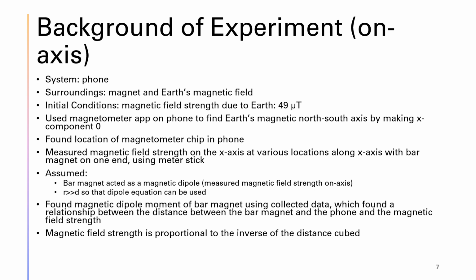I assumed that the bar magnet acted as a magnetic dipole and that R was much greater than D, so that the dipole equation could be used. I found the magnetic dipole moment of the bar magnet using the collected data, finding a relationship between the distance of the bar magnet from the phone and the magnetic field strength. The magnetic field strength was found to be proportional to the inverse of the distance cubed.